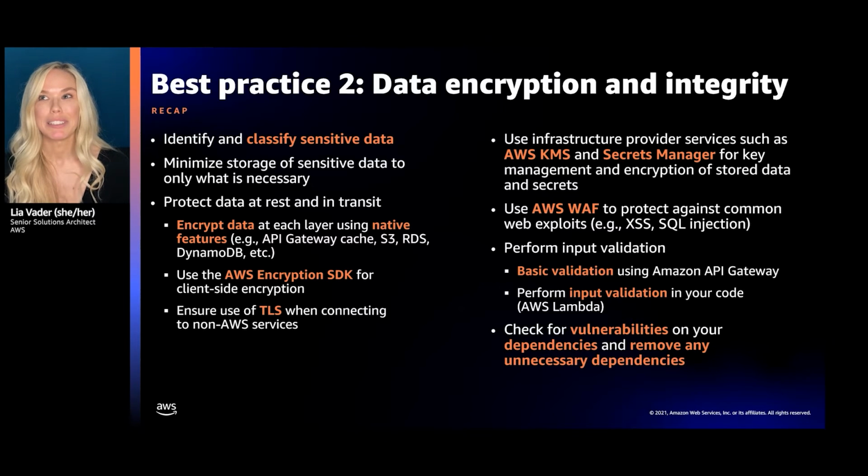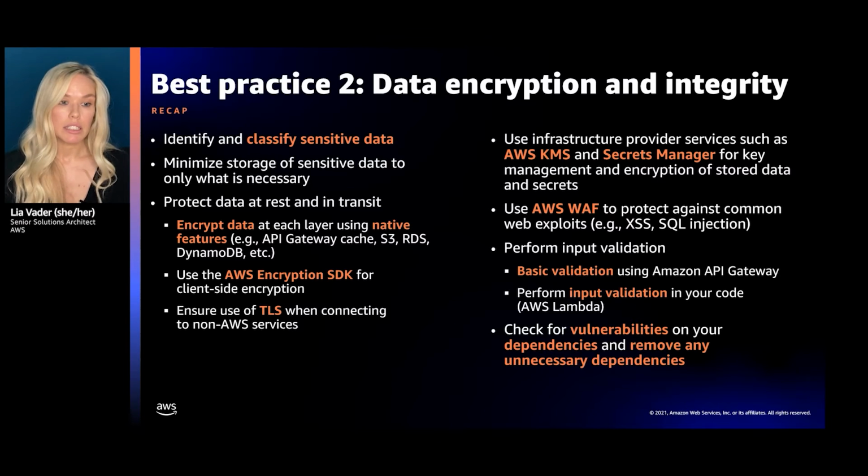So let's do a quick recap on data encryption and integrity. First, we need to have a data classification policy. And then, of course, minimize any storage of sensitive data. And then we need to look at our data flows and protect data at rest and in transit. And that means we encrypt at each layer and ensure that we're using native features to do so. And for anything client-side, we can use the AWS Encryption SDK. And all AWS endpoints support TLS, but for anything that's non-AWS, also ensure that you're using TLS.